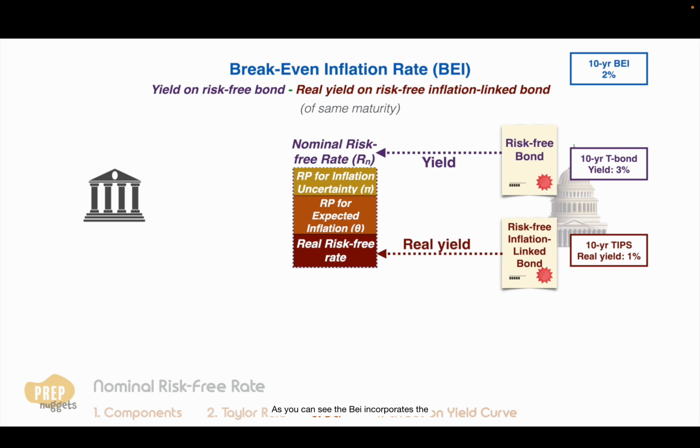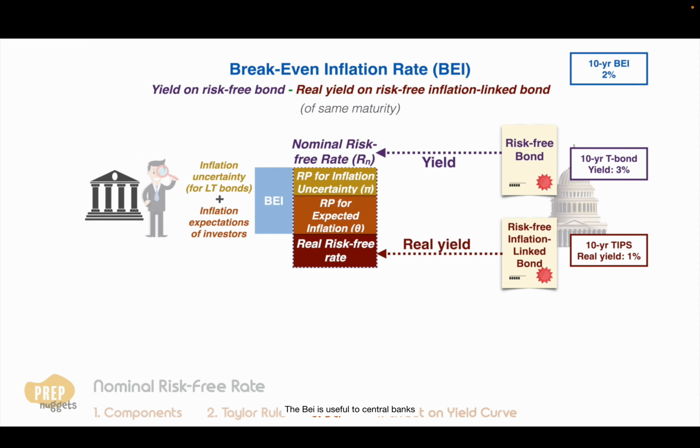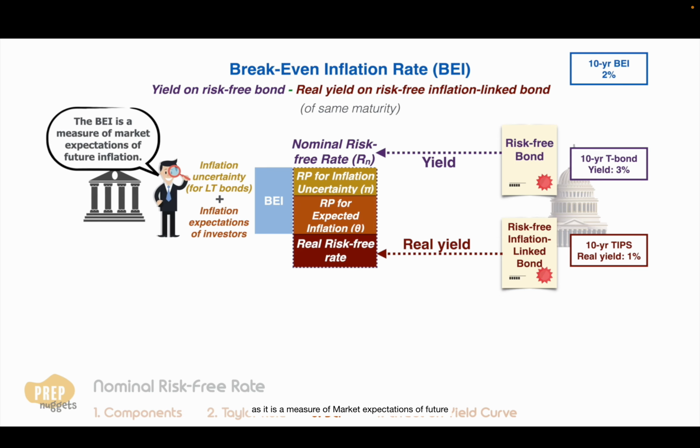2%. As you can see, the BEI incorporates the inflation expectations of investors, plus a risk premium for investors' view on inflation uncertainty for longer-term bonds. The BEI is useful to central banks as it is a measure of market expectations of future inflation. A figure that is significantly higher than the central bank's estimates would require attention, as inflation tends to play out according to expectations, something we've learned in Level 1 economics. However, one should also note that the BEI incorporates a risk premium to compensate investors for inflation uncertainty, so the BEI should likely be higher than actual inflation expectations.